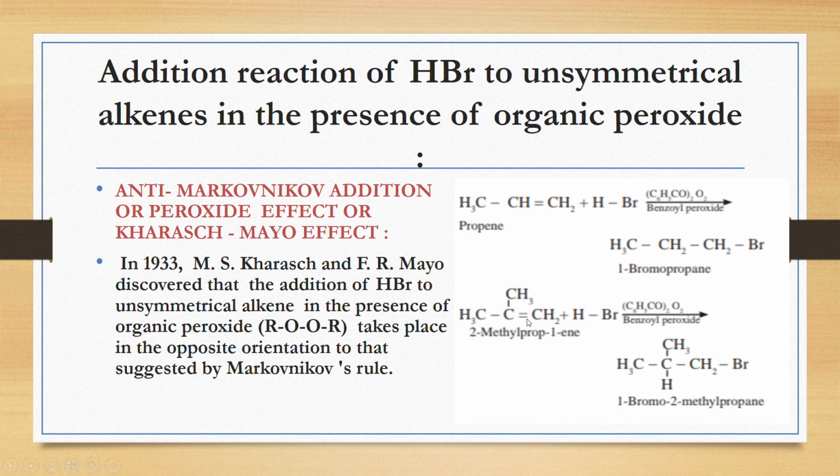In case of Markovnikov's rule, you will not write peroxide and the addition will take place as the negative part will go to the carbon having lesser number of hydrogen. When you are writing peroxide, Kharash-Mayo effect will be observed and halogen, that is negative part, will go to the carbon carrying greater number of hydrogen and thus 1-bromo-2-methyl-propane will get formed as the product during the reaction.